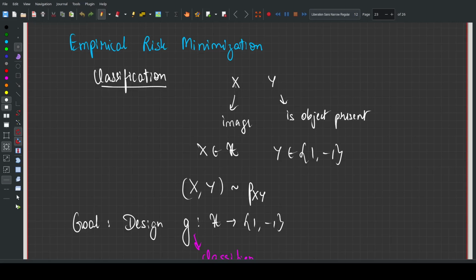So in the last class, we were looking at this problem of empirical risk minimization, right? Essentially, it's the binary classification problem, wherein you have some observable, such as an image, and you want to classify it into one of two different classes, right? For example, is a particular object present in that particular image or not?